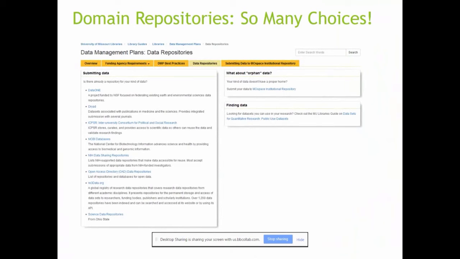On our data management plan LibGuide, we've got a lot of information about different kinds of repositories. If you're unfamiliar with them, you can browse around or ask your subject specialist to see, okay, I've got this kind of data, where should it go? And then also, if you've got some orphan data, you can deposit that to MOspace, the Institutional Repository.